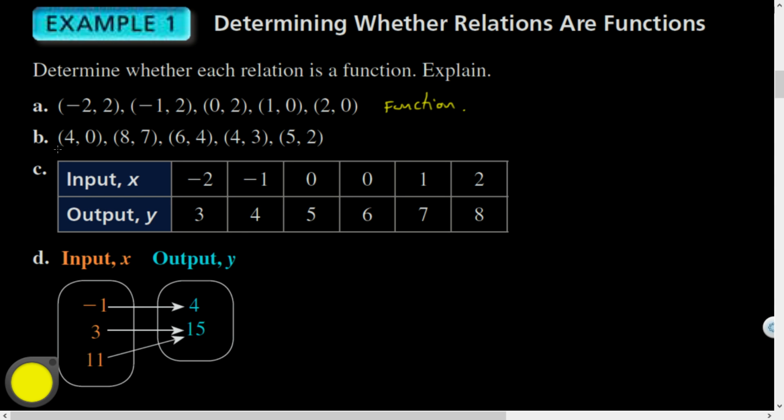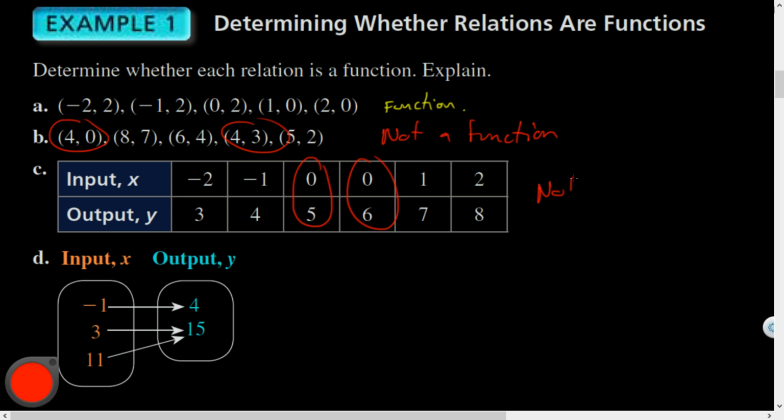All right. B. Does anyone notice a problem with B? It's not a function. Where's my problem point? 4. Yeah, 4 gives me 0 and 4 gives me 3. Not a function. Okay? All right, anyone notice a problem with C? Yeah, right here, 0 gives me 2 separate outputs. Not a function.